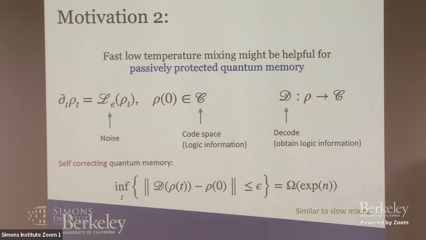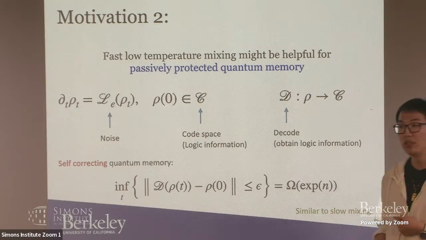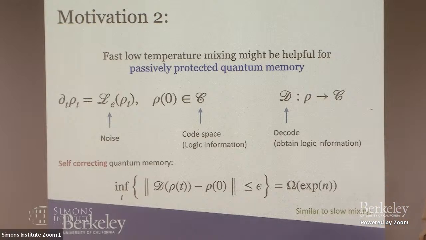However, in real applications, self-correcting quantum memory is very rare. One famous example is the 4D Toric code, and we don't know any examples in 3D or 2D.